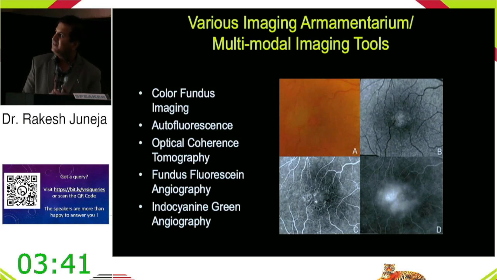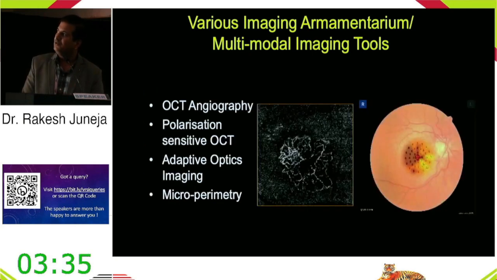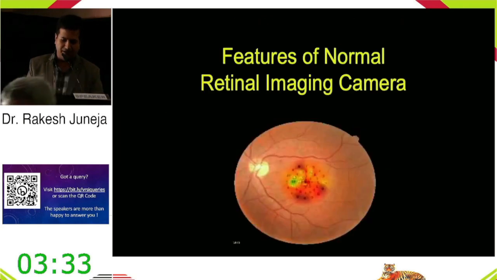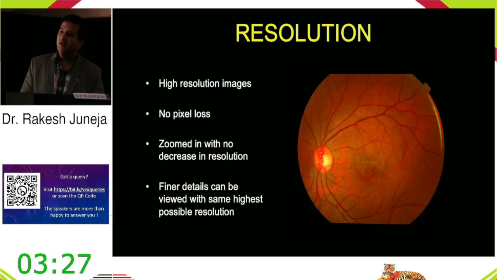We need to have the basic tools, that is the color fundus imaging, the autofluorescence, the OCT, the FA, the ICG, and luxury tools can be the OCT angiography and the microperimetry. So I'll explain why the features of the normal imaging camera still hold true against the ultra wide field. First thing, you lose your resolution while you go wide. There is no pixel loss while you look at this small field of view. Even the finer details can be much better appreciated, and we have been doing this since long, and that still stands tall.